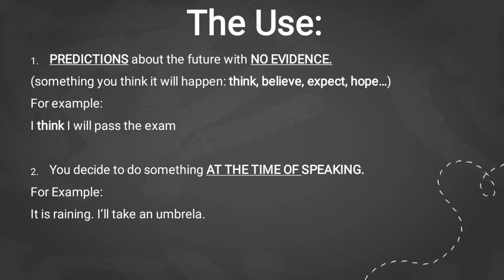Okay. After talking about the formula, I would like to talk about the use. The first one, when we use simple future tense by using will, the function is as a prediction about the future with no evidence. Jadi fungsinya untuk memprediksi sesuatu tapi tanpa bukti. Something you think will happen. Jadi sesuatu yang kalian pikir akan terjadi.